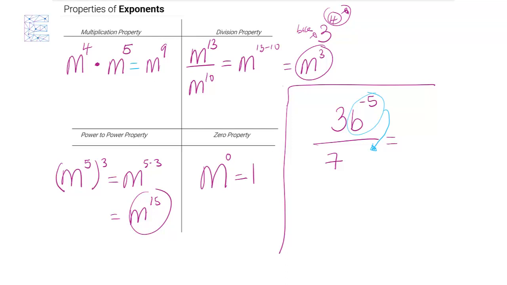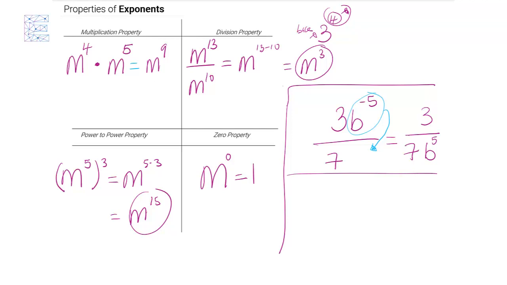So for this question, we would now have 3. We are moving this b to the negative 5 downstairs to become a denominator. So I'm going to keep the 7. Then we have b, but now that we moved it, it's got a positive 5 exponent.